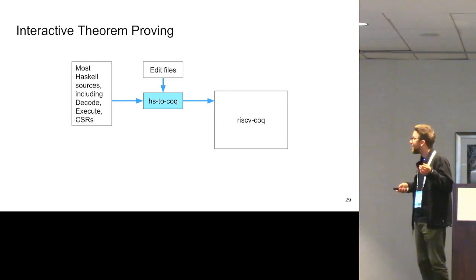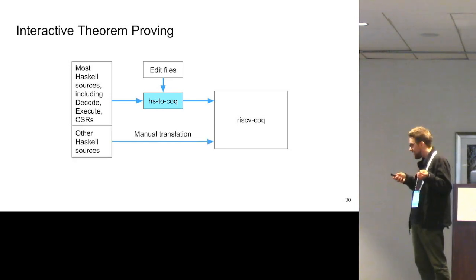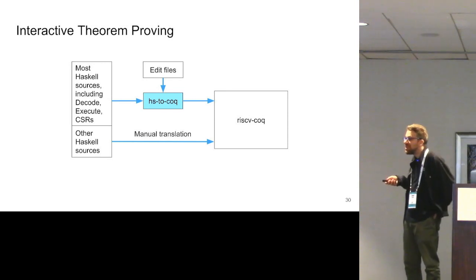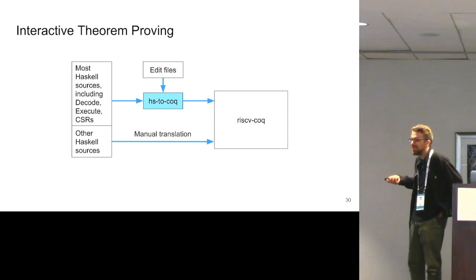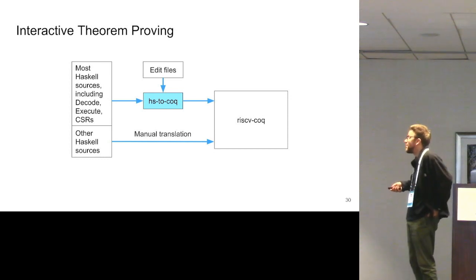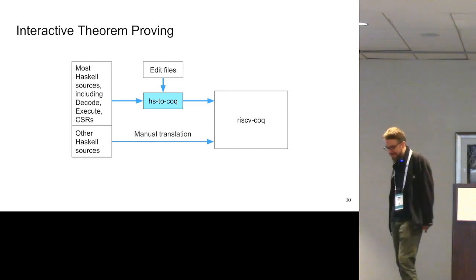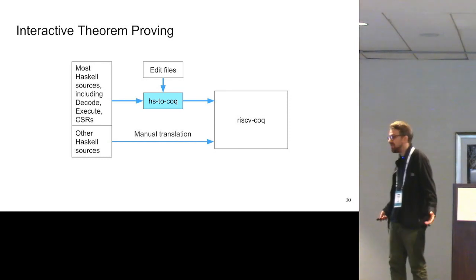Like this, we create a code base called RISC-V Coq, and it turns out that there's also some other Haskell sources which would need so much configuration and tweaks to tell what result we actually want to get, that it's honestly much easier to manually translate, rather than writing a super advanced translator that special cases all these cases.